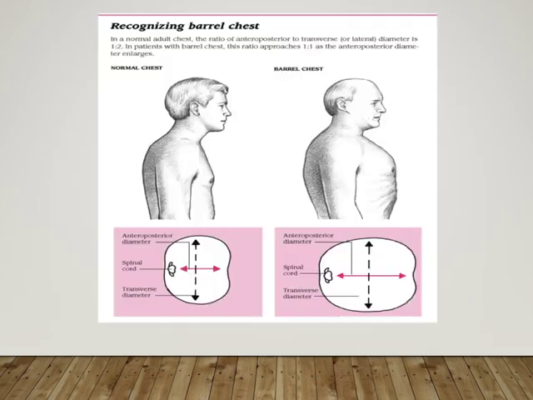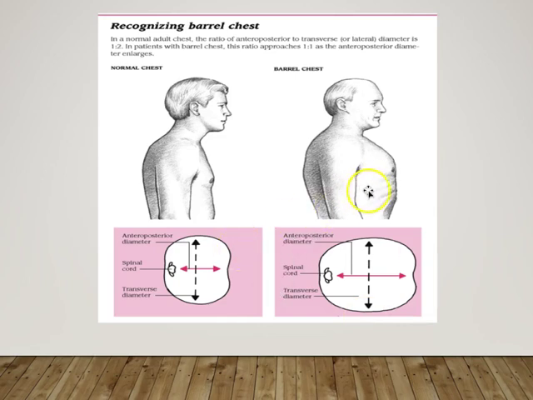Barrel chest. A normal chest, you and I, you see this transverse diameter, we're a 1:2 ratio. This is the anterior, here's your posterior view, so we have a 1:2 ratio. Now, a COPD patient has a 1:1 ratio between the posterior and the anterior parts of your chest. This is the transverse diameter. So, remember the word barrel chest.